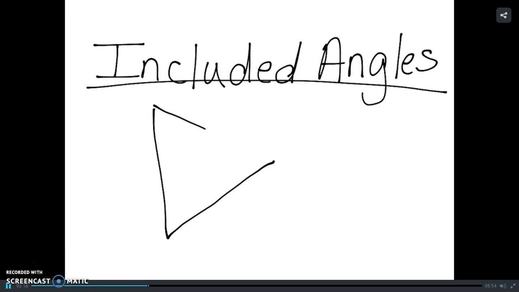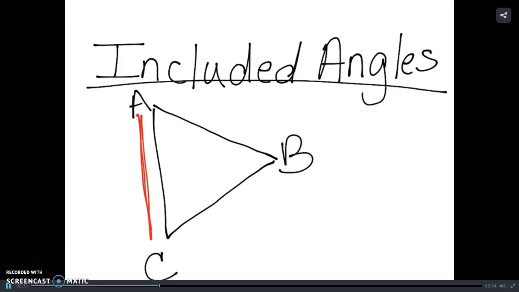Okay, and so I have a triangle here. We'll call this triangle ABC. Right. And if I wanted an angle that is included between side AC and side CB, I'm looking for the angle that is created by those two sides. So I would be talking about angle C here. Okay, that would be the included angle on this one.